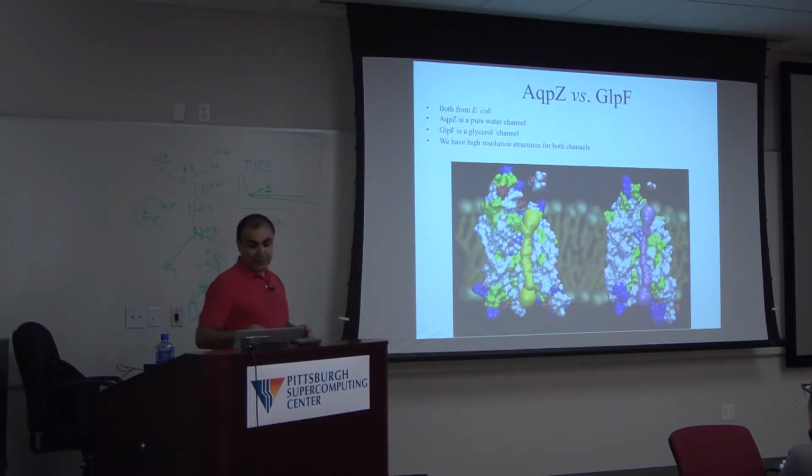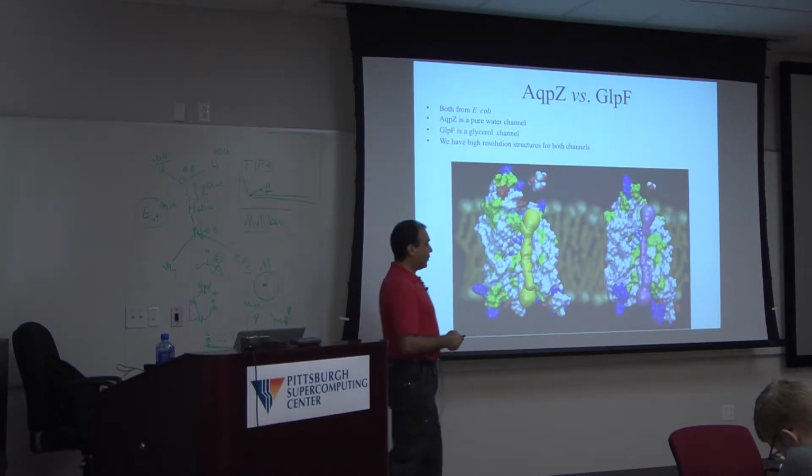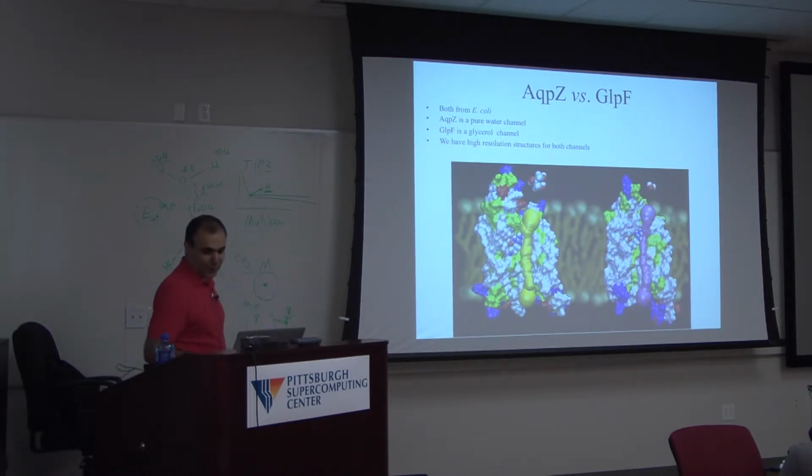So now the next story I want to tell you is about looking at things that don't happen in our limited time scale. I told you some of these channels are pure water channels, some of them are glycerol channels. And we wanted to understand why some channels don't conduct glycerol and why some other members of the family do conduct glycerol. So we decided to take 2 proteins, both from E. coli. One of them is a pure water channel, one of them is a glycerol channel. And I guess from the picture I'm showing, you can guess the final result already.